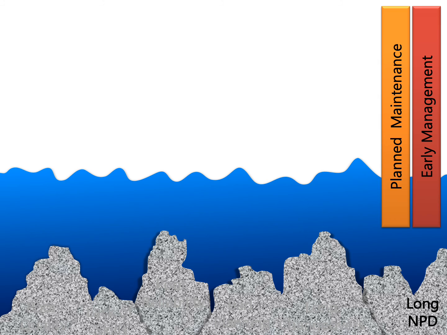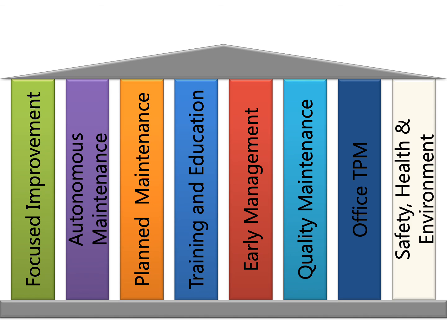And last in our example, long new product and process development could be looked at using the planned maintenance and early management pillars. So just to recap, total productive maintenance can be a critical overall strategy for an organisation to become lean. With the 8 pillars driving cross-functional teamwork and the combination of improvement and maintenance, TPM could be the vital ingredient in your lean transformation.